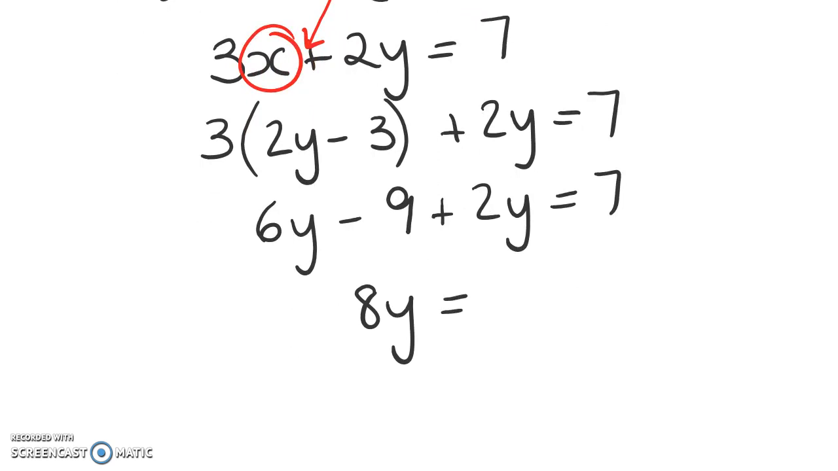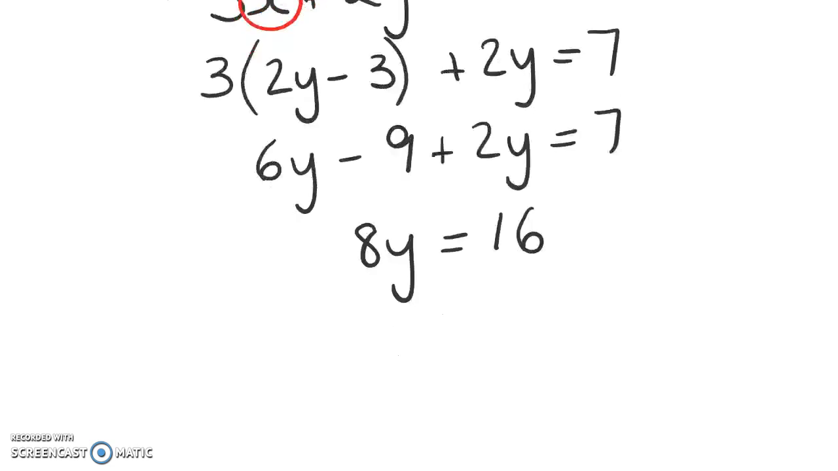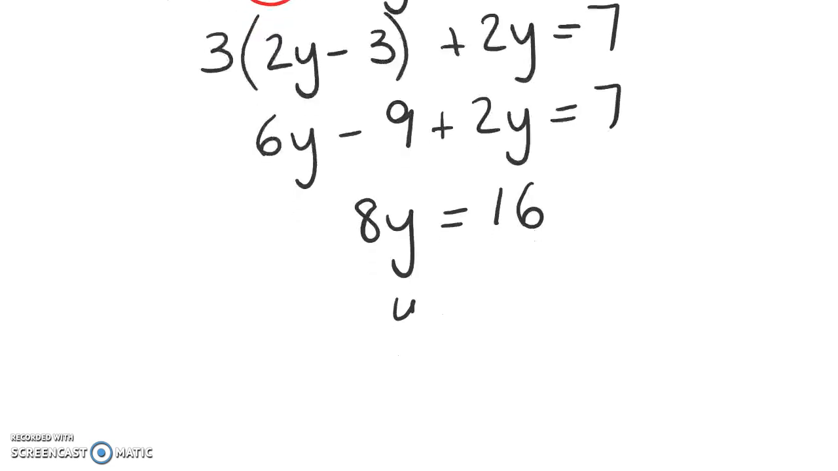Let's also take the negative 9 across the other side. We'll add 9 to both sides. We get 7 + 9, which is 16. 8y = 16. Let's divide both sides by 8. y = 2. And we'll call this 2b.